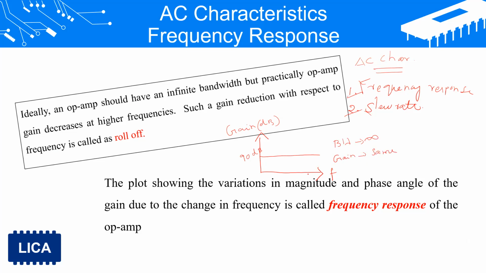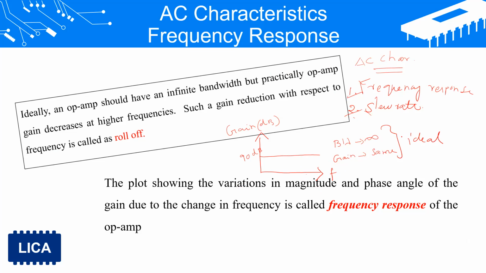At 10 Hz, it is 90 dB only. At 100 megahertz also, it will show 90 dB gain only. So over an infinite bandwidth, the ideal op-amp maintains the same gain value throughout the frequency range. But this is for the ideal case.